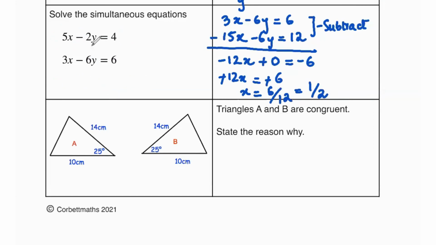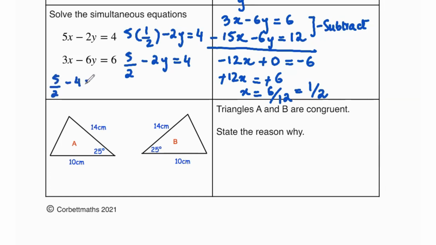Now to find the value of y, we can substitute it in either of the equations. If I substitute it in the first one, that's going to be 5 times 1/2 minus 2y equals to 4. 5/2 minus 2y equals to 4. Swap 2y and 4, so that's going to be 5/2 minus 4 equals to 2y. The reason why I swap them is because I want the variable that we're trying to find the value of to be positive. This would create less confusion while you're solving the question.